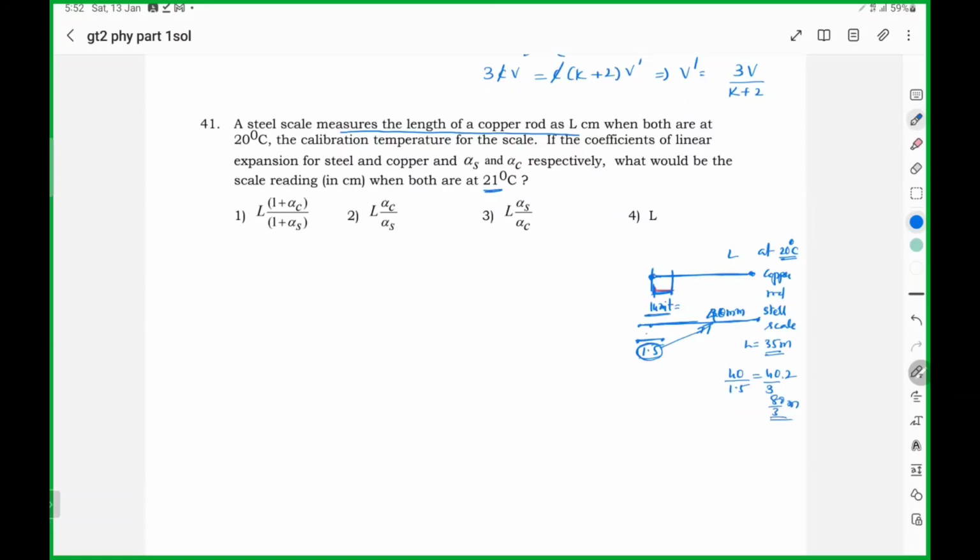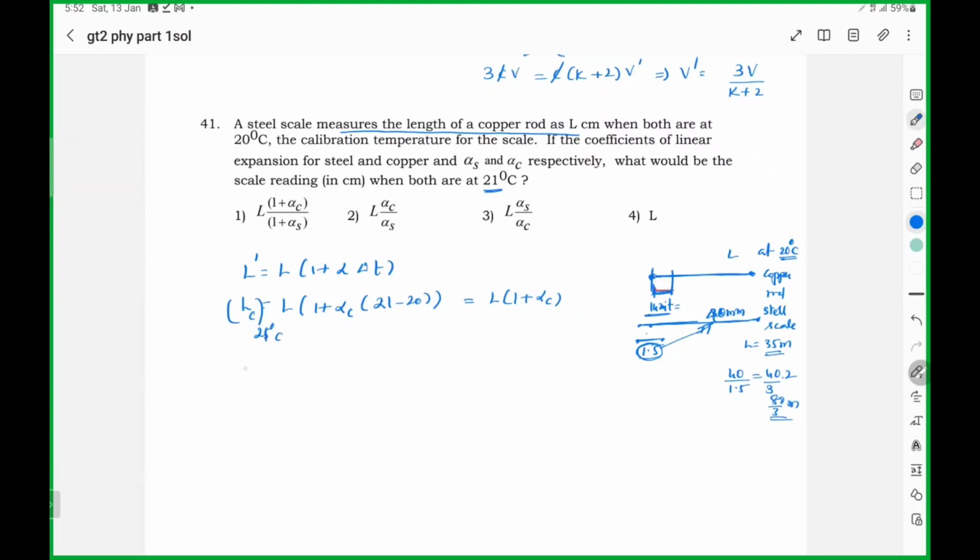So the same idea here. The new length will be L into 1 plus alpha delta T. The original length of the copper rod is this, alpha copper. The temperature changes from 20 to 21. The new length of the rod, this is the copper rod at 21 degrees.